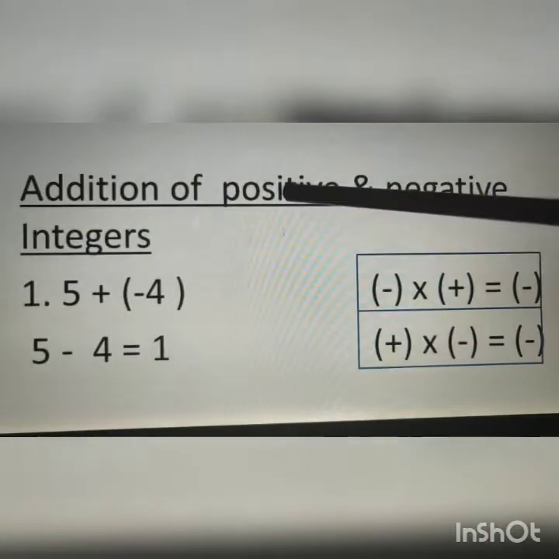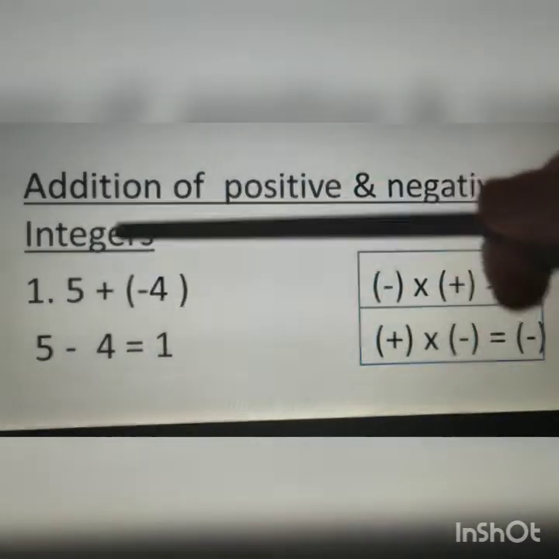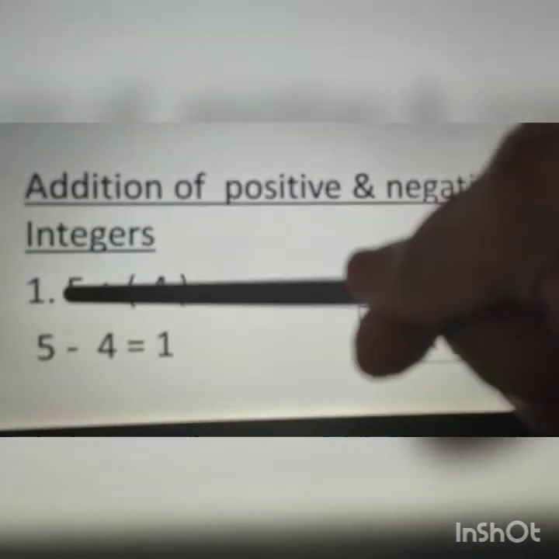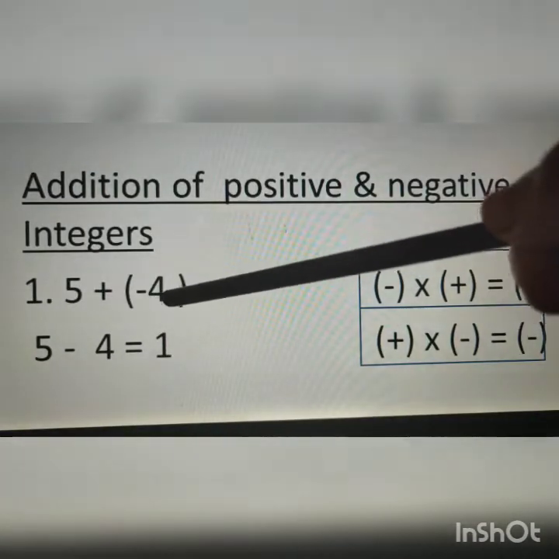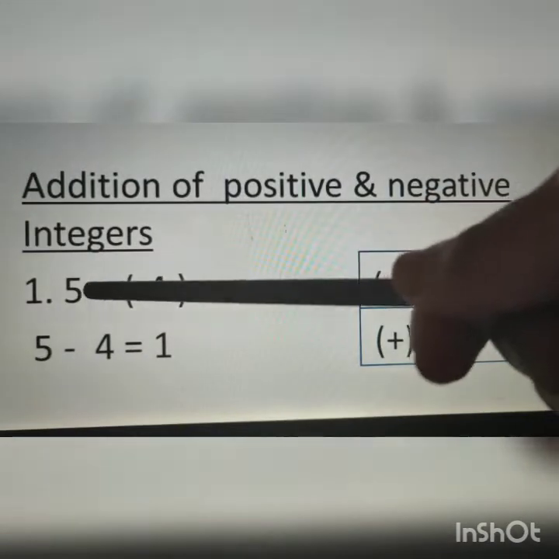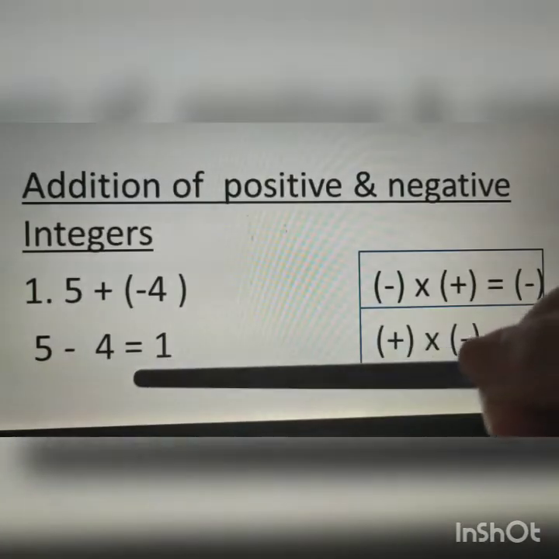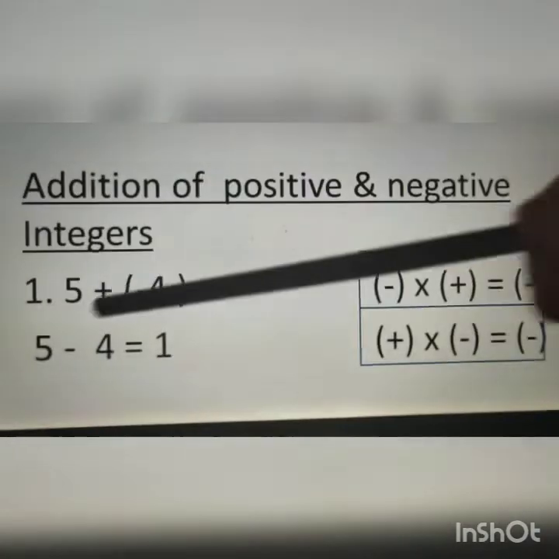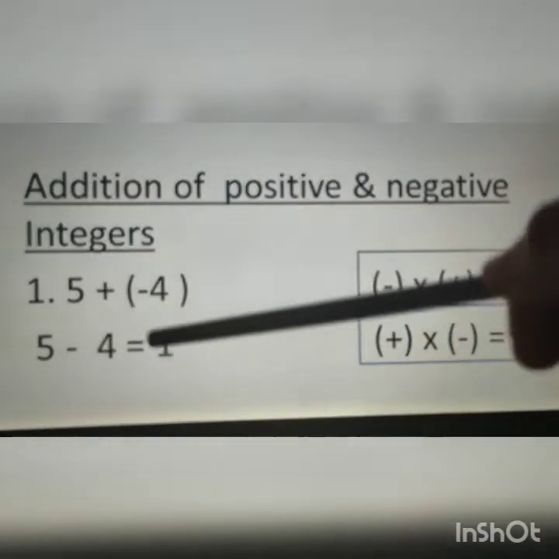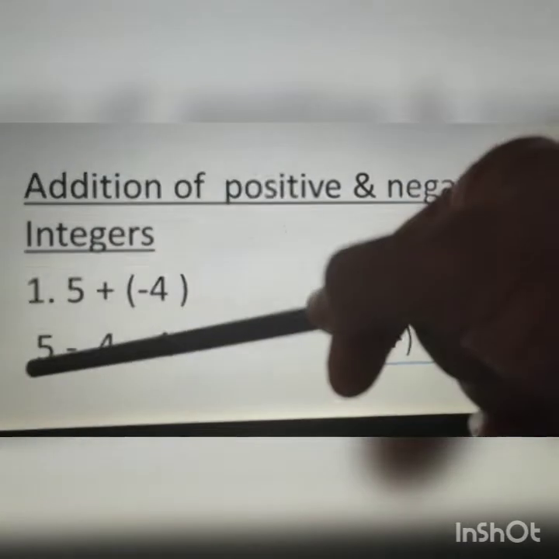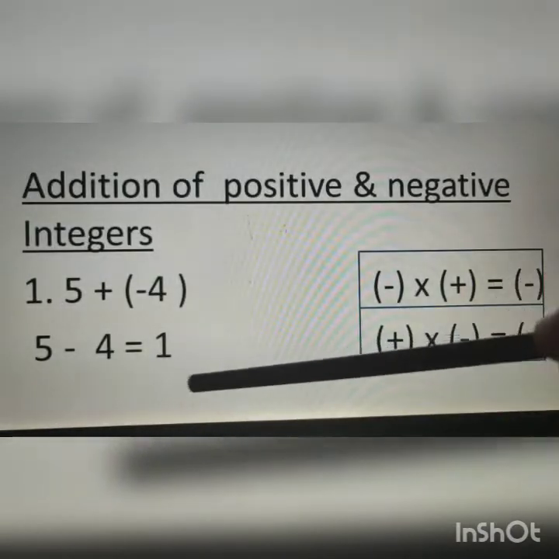Next, addition of positive and negative integers. In this, one number will have a positive sign and the other a negative sign. Here 5 plus minus 4. 5 is a positive integer and minus 4 is a negative integer. So we know plus into minus, minus will come, and 5 minus 4 is 1. Therefore the answer is 1. While subtracting, the sign of the bigger number will come in the answer. Here 5 is the bigger number and its sign is plus, so the answer will also be plus.